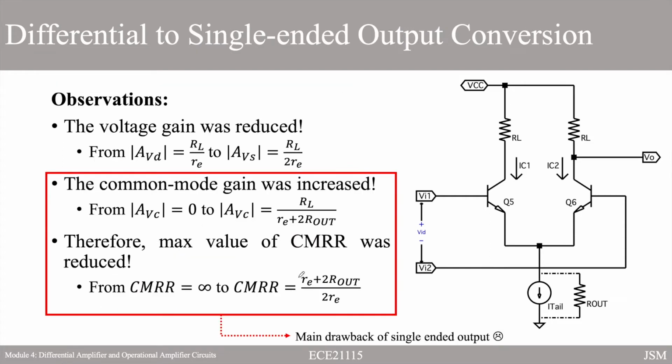So therefore, the maximum value of CMRR or the ideal value of CMRR was reduced from infinity to this one. Dahil si CMRR is defined as the ratio of the differential voltage gain to the common mode voltage gain. If the differential voltage gain was reduced and the common mode voltage gain was increased, of course, the CMRR will be reduced. So, yun po yung main drawback nitong circuit na yan. Nagawa nga natin siyang single-ended pero pumangit naman yung performance niya.